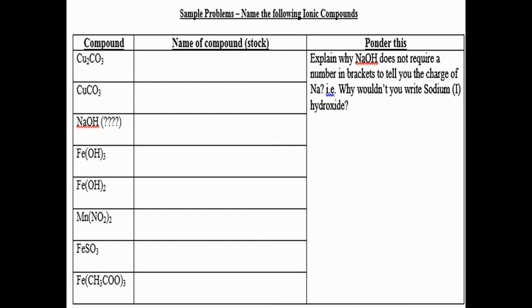So you should be able to name these. So pause the video, try it out yourself, and then come and see if you have the same answers as me. So this first one here is copper 1 carbonate. This one is copper 2 carbonate. We've already seen this example.